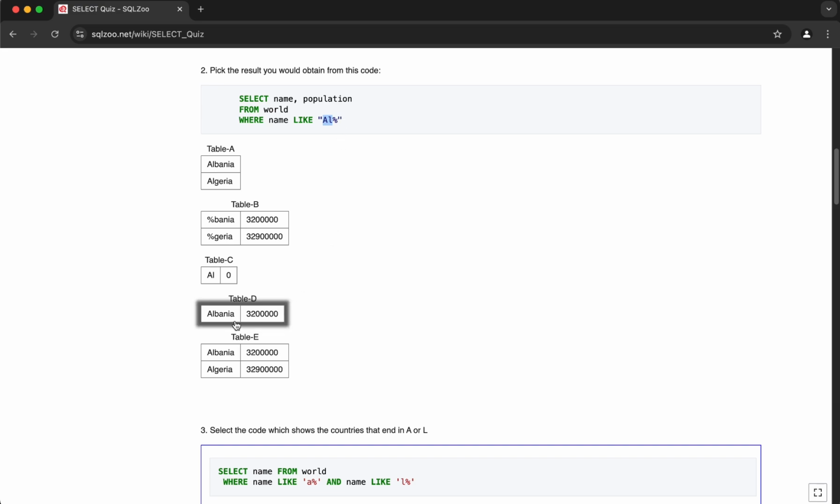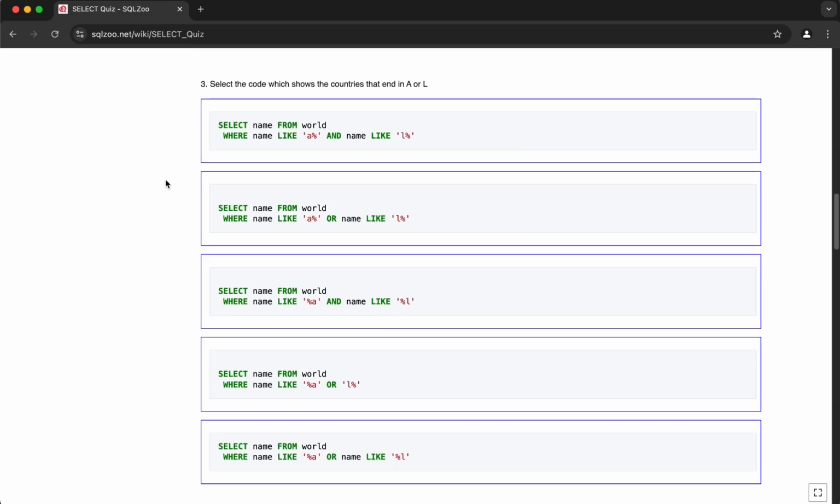So if we come here, we can see, okay, we have Albania and its population. But if we look at table E, we can see that this is also correct and would actually be considered the correct answer, because if we select Albania only, it would mean that we are disregarding Algeria, which would be incorrect because both Albania and Algeria start with AL. So this would be the correct option. I hope that makes sense.